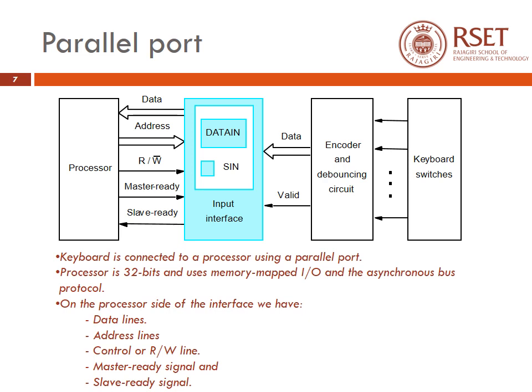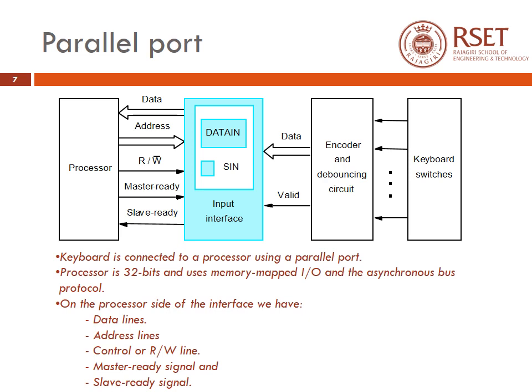Now, what are the different components involved? First, we have the keyboard. The keyboard is a mechanical keyboard which contains various mechanical switches, and if you press a key on the keyboard, the circuit involved with that corresponding switch will be closed and an electrical signal will be generated. This will be identified by another component called the encoder, and this encoder will generate the corresponding ASCII value of the key that is pressed on the keyboard. So that is the functionality of the encoder in the second block.